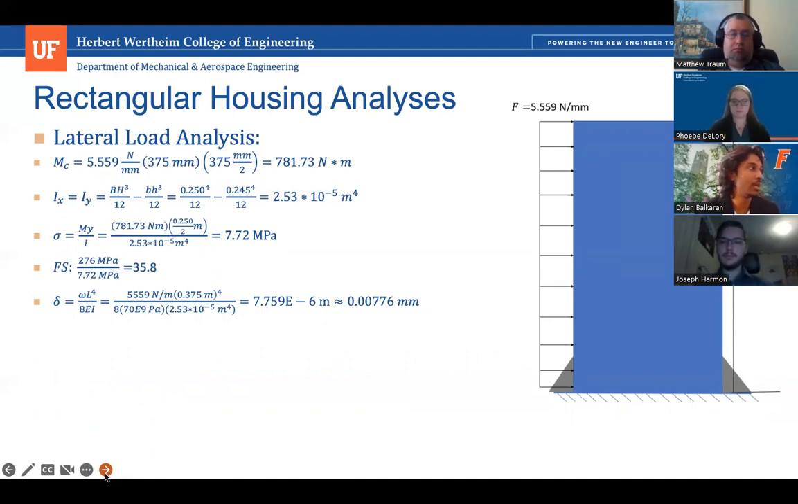We did a lateral load analysis where we basically took our 8.5 G force and converted it into a distributed load along the side of our beam. And using a basic bending stress equation, we were able to find that the max stress that would be seen near the gusset area would be around 7.72 megapascals. And the factor of safety associated with this and the yield strength of aluminum was 35.8. And then determining the deflection, we found that the deflection of this structure would be approximately 0.008 of a millimeter, around there, which is very insignificant.